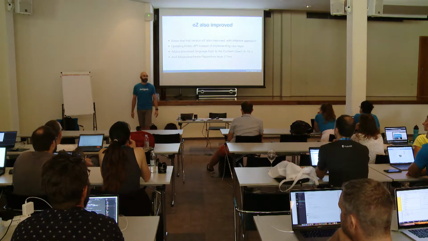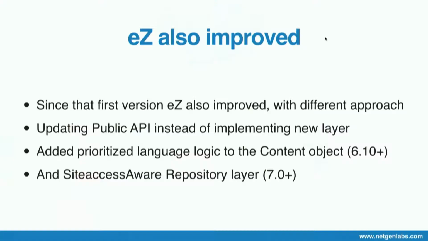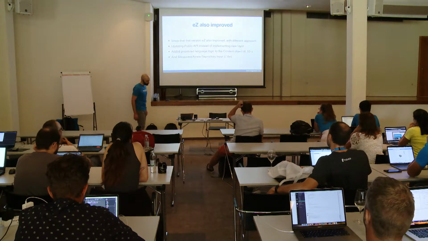Okay, so to be honest, since then, a little bit more than two years ago, Ibexa also improved. But they took a bit different approach. So instead of adding a new layer, they are modifying the public API. So in a way, it becomes less general purpose and more suited for developing websites. They first added prioritized language logic to the content object, and also from version 6.10, and also a siteaccess aware repository layer in version 7.